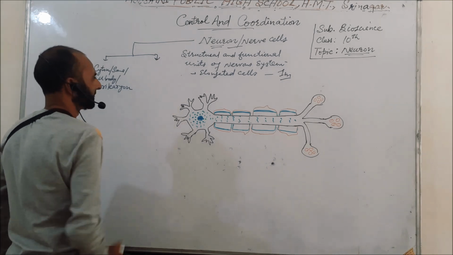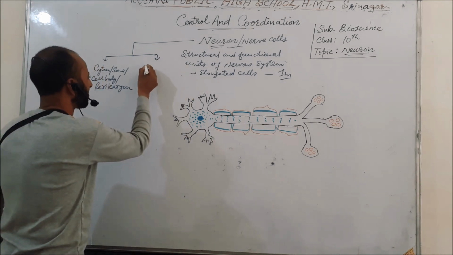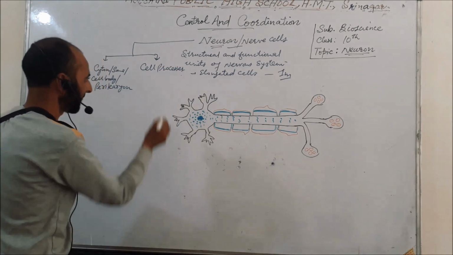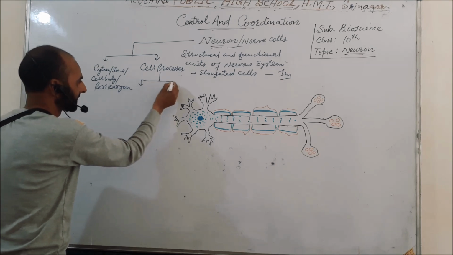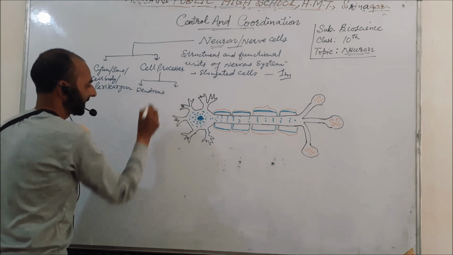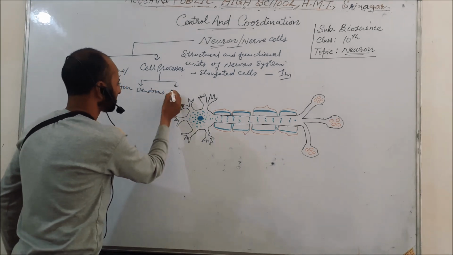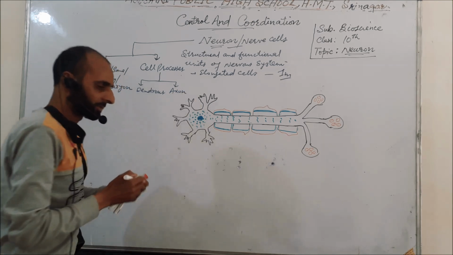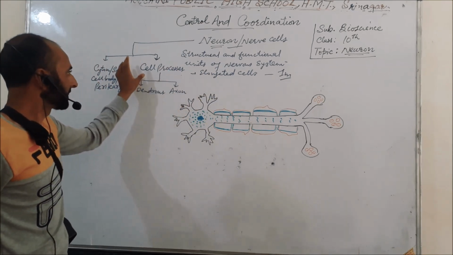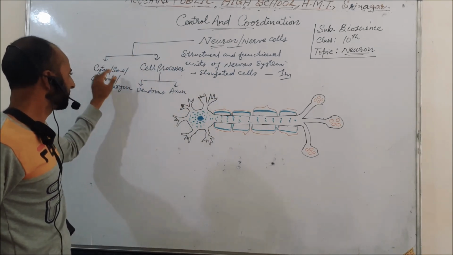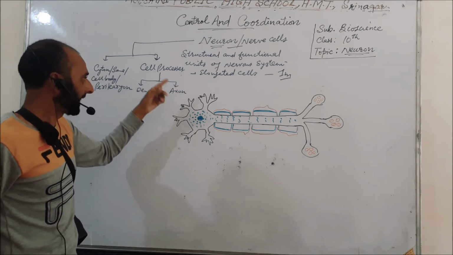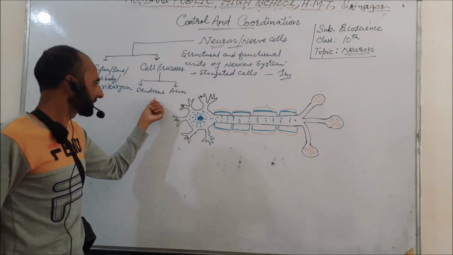Our second part of the neuron is called cell processes. Cell processes are of two types. Number one, dendrons, and number two, axon. So what is the structure of the neurons, the structural and functional units of the nervous system? It consists of two parts. Number one, cyton, soma, cell body, or perikaryon, and the second part is called cell processes. And cell processes include two parts, dendrons and axon.